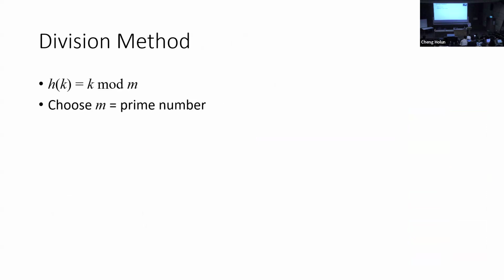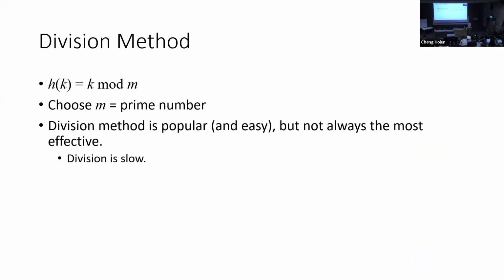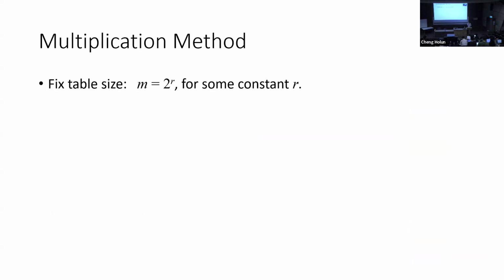And yeah, that's what I say. I try to choose a table size with prime numbers. And of course, the other drawback of the division method is that division in a computer is considered slow. We prefer multiplication. Multiplication is when you get a number, how do I map it into a small number?